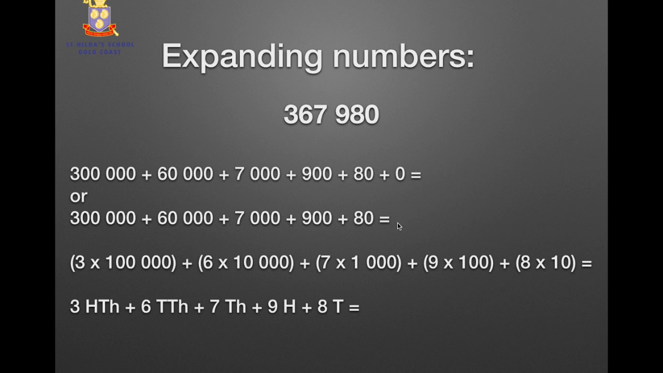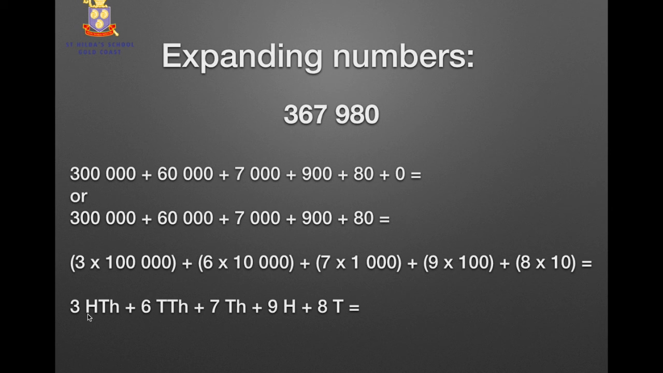The same thing happens when you're writing if the placeholder's within the number. You don't have to add that 0 in as part of your number sentence. It's up to you. Let's have a look at another way of expanding this number. Again, brackets are involved here. 3 times 100,000 because that 3 is worth 300,000. Plus 6 times 10,000 because the 6 is worth 60,000, plus 7 times 1,000 plus 9 times 100 and 8 times 10, because 8 tens are 80.